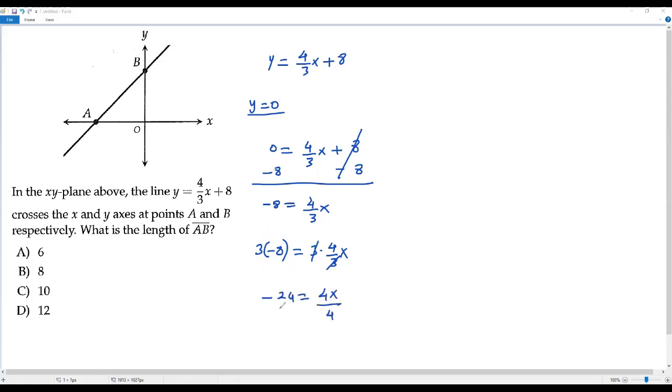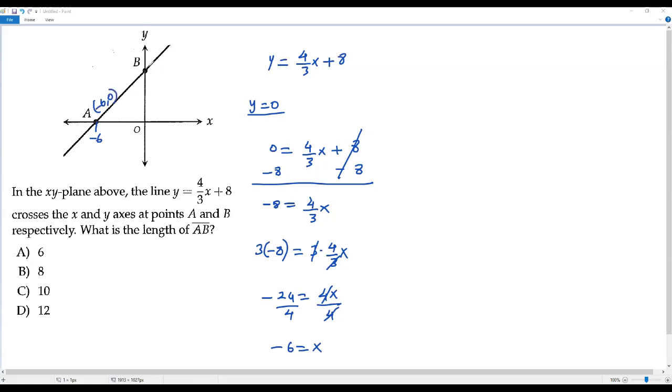Now let me divide both sides by 4. So this 4 will cancel out. When I divide 24 by 4, I'm getting 6. Since we have a negative sign over here, I'm getting negative 6 equals x. I got the x-intercept, that is negative 6. We know that for the x-intercept, the y-coordinate is always 0. So the point A is negative 6 comma 0.